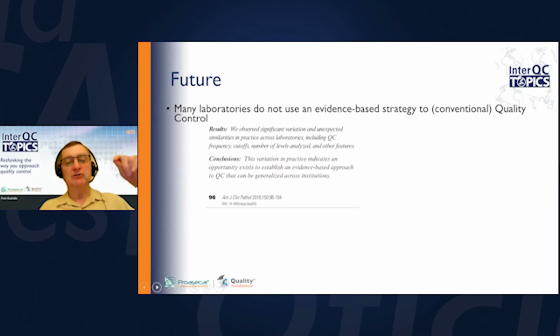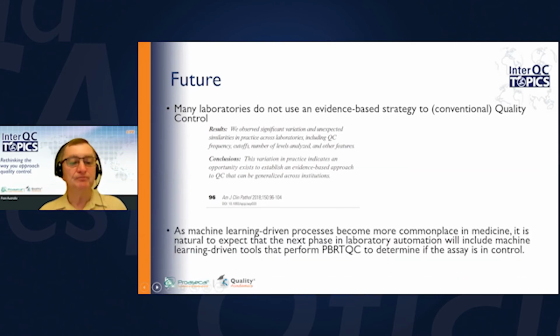If it's outside 2S, they'll run the quality sample again, and if that one fails, they'll say that the assay's failed. But that's not a well validated process, and it's not an efficient process. So most laboratories don't use an evidence-based strategy for QC.